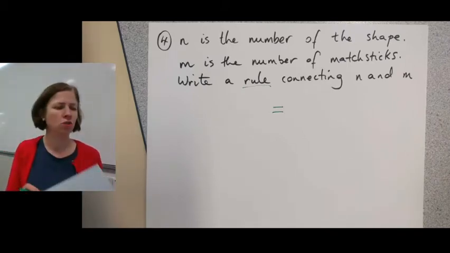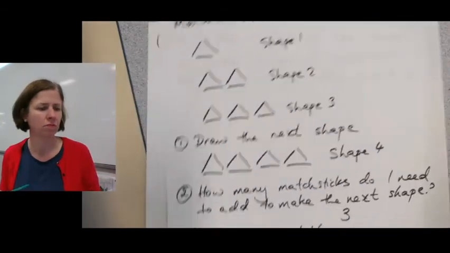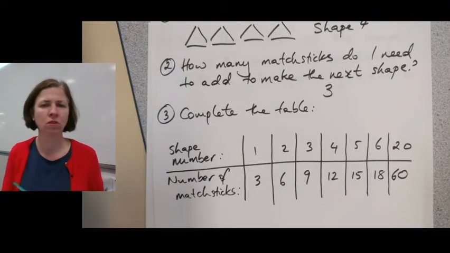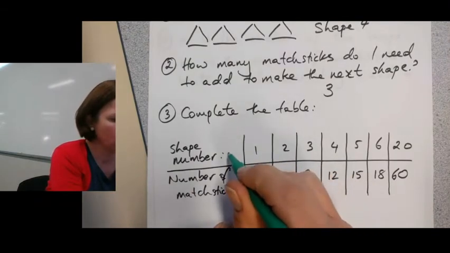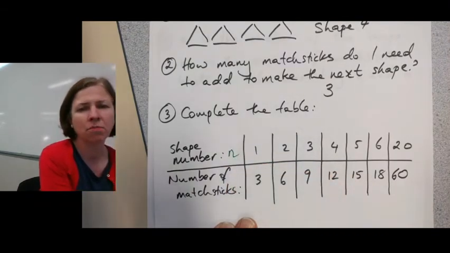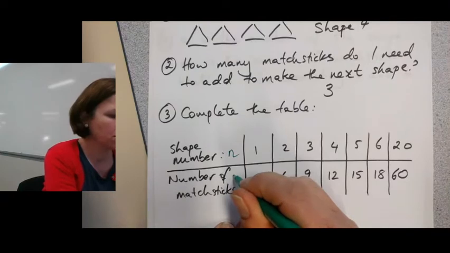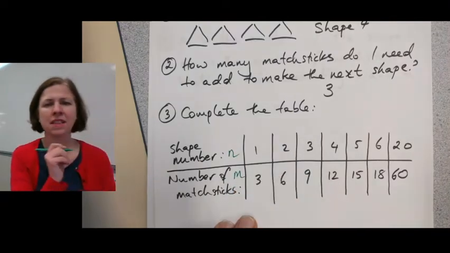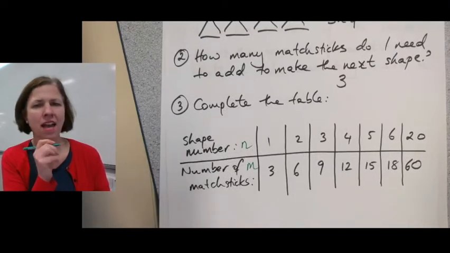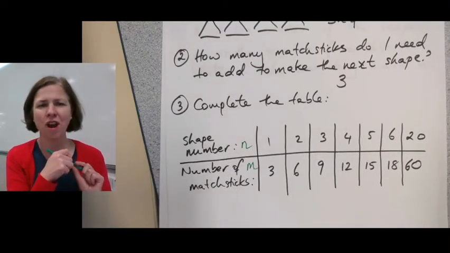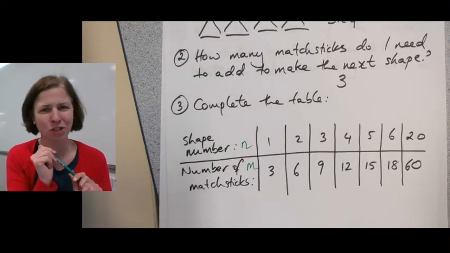Just to remind you what we'd already done, we did this table. These numbers on the top are all N. That's the shape number. And these numbers on the bottom are all M. That's the number of matchsticks. So how can we connect M and N? All right, pause it. And I'm going to show you my answer.